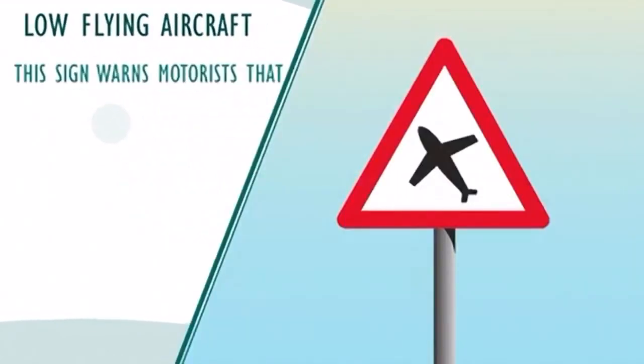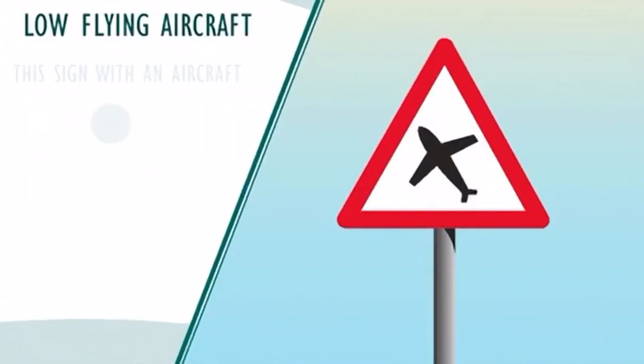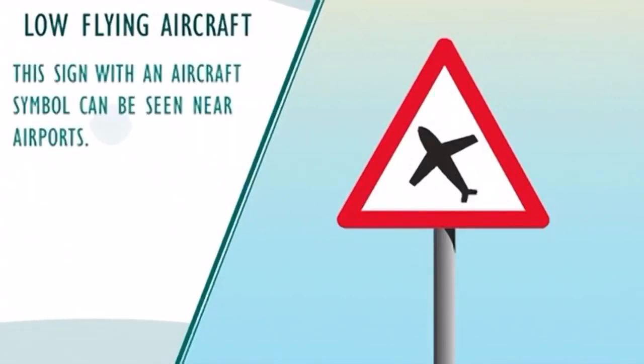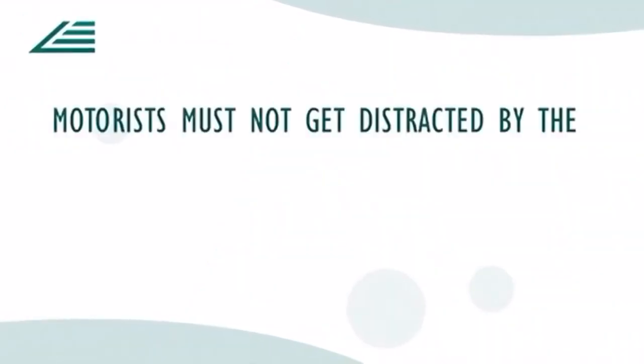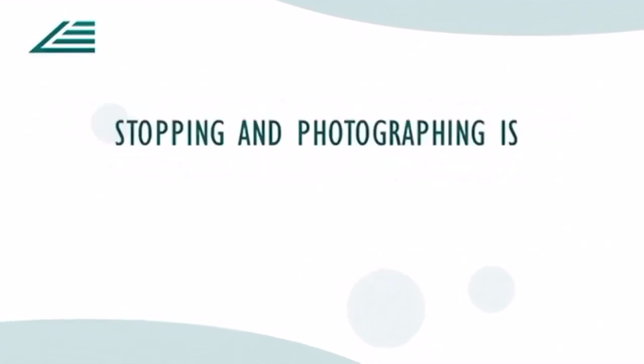This sign warns motorists that an aircraft may be flying at low altitude. This sign with an aircraft symbol can be seen near airports. Motorists must not get distracted by the sight and sound of the aircraft. Stopping and photographing is prohibited in this area.